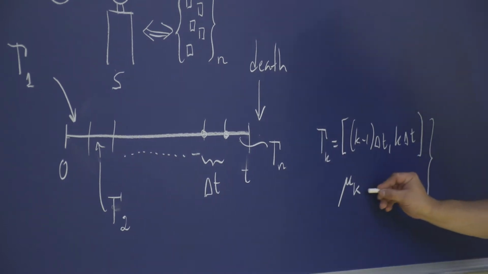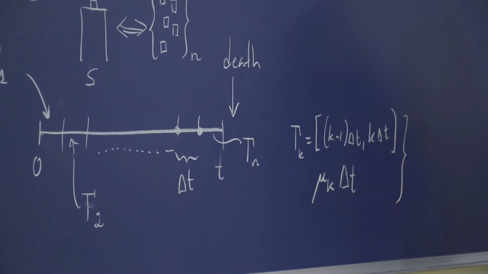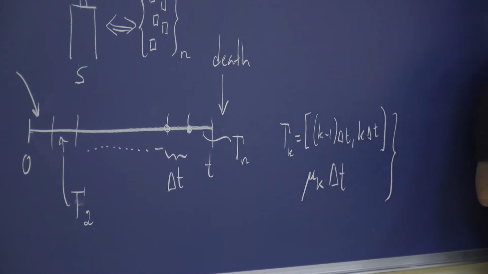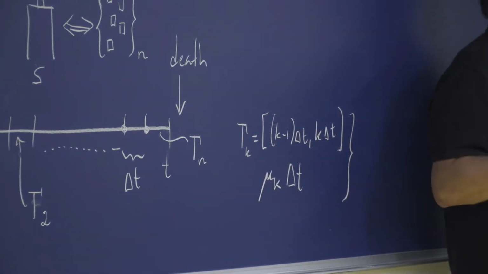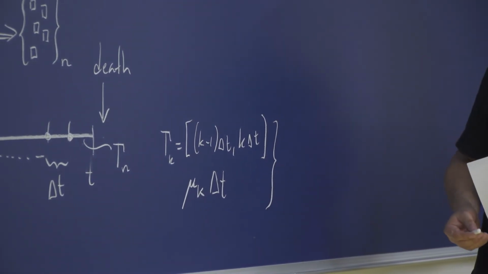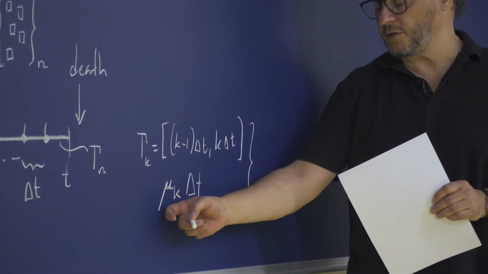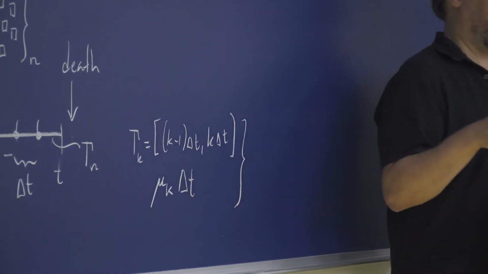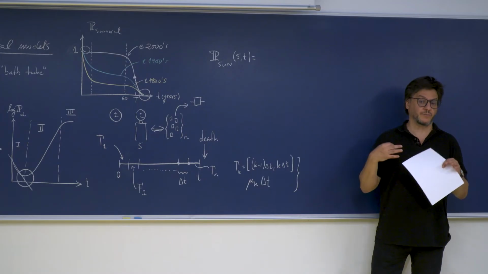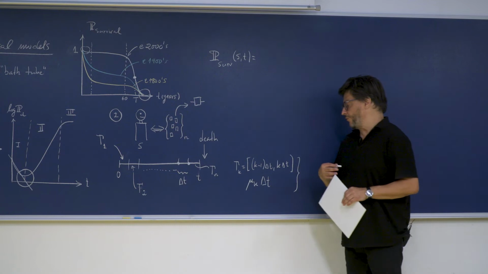It depends on the value of delta t, right? We know that the larger delta t, the more likelihood that you die. So for each interval, this is actually the probability of death, and it's a first approximation, so assuming that mu is small.